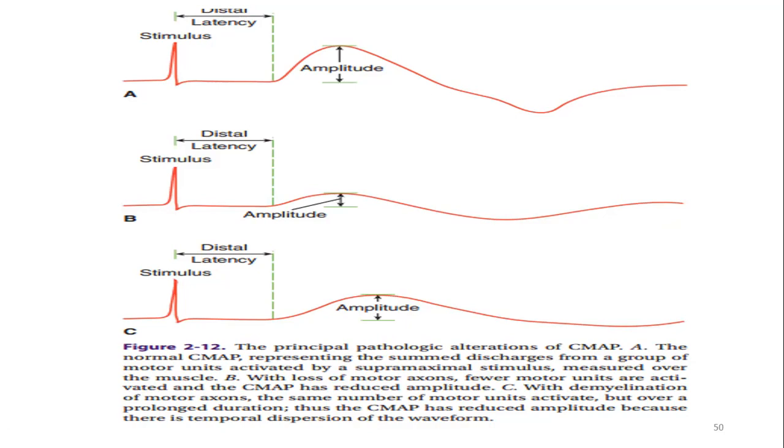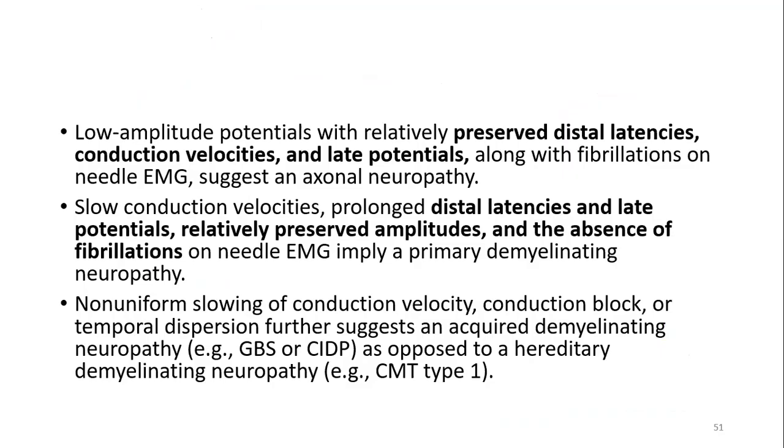And again, this is a feature of demyelinating neuropathies. Low amplitude with relatively preserved distal latency, conduction velocity, and late potentials suggests an axonal neuropathy. While slow conduction velocity, prolonged distal latencies, and late potentials, with relatively preserved amplitudes and absence of fibrillation, imply a primary demyelinating neuropathy.